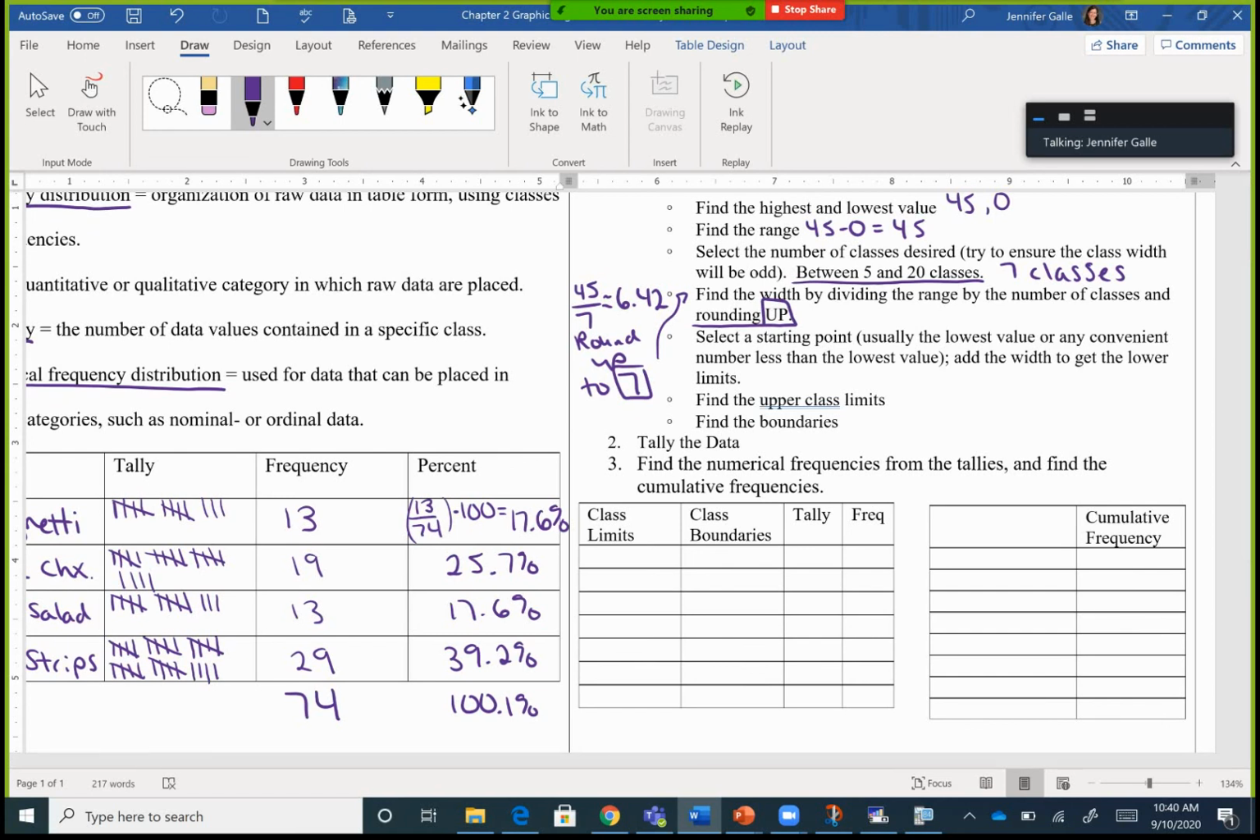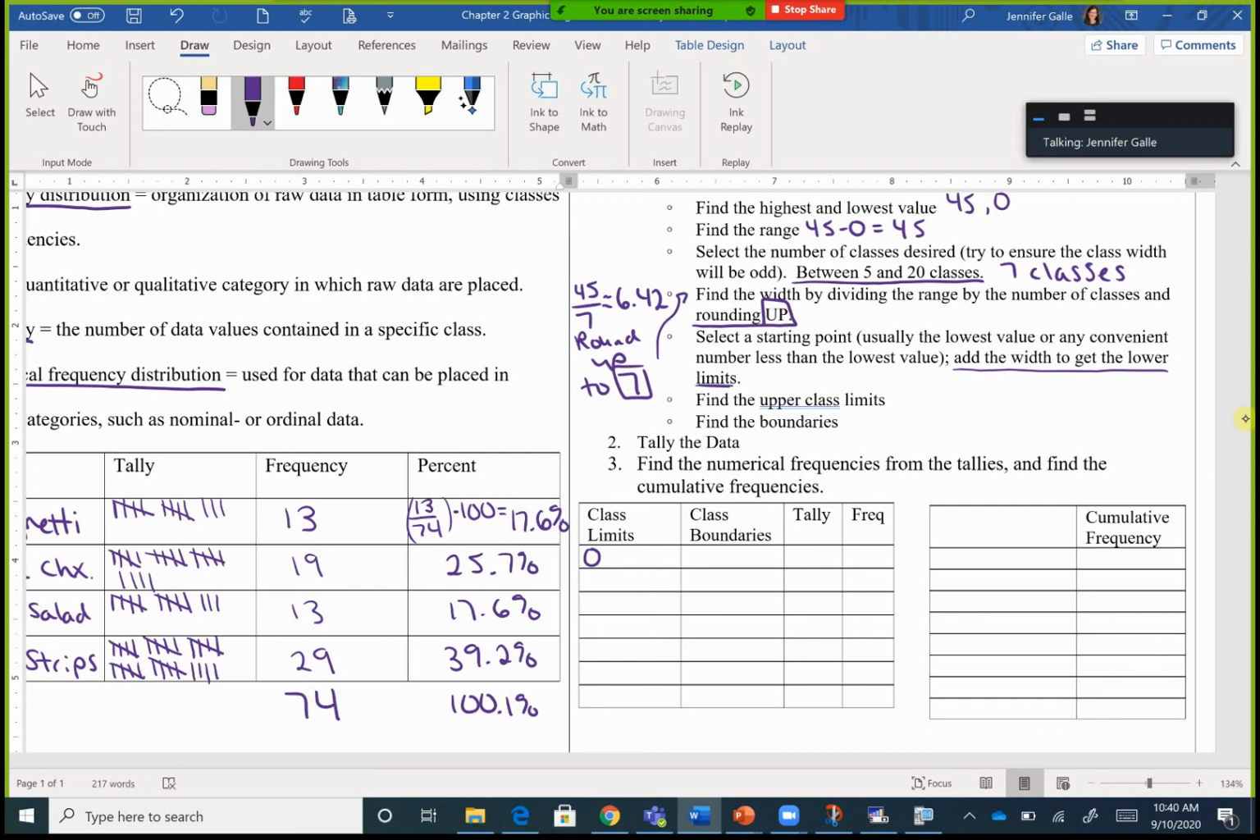Okay, then it says select a starting point, usually the lowest value, or any convenient number that's less than the lowest value. So if you're working with decimals, you don't want to start with 1.72. You'd want to start with 1. So choose something that's close to your lowest value. Our lowest value this time is awesome because it's 0. Then it says we're going to add the width to get all the lower limits.